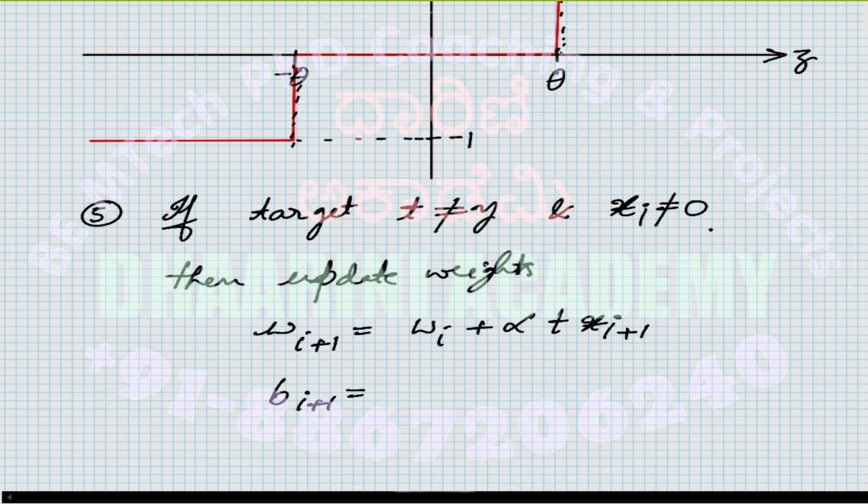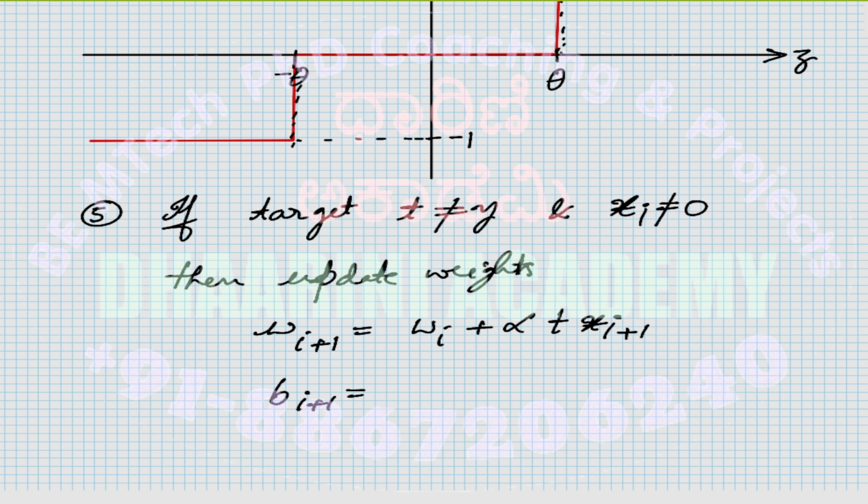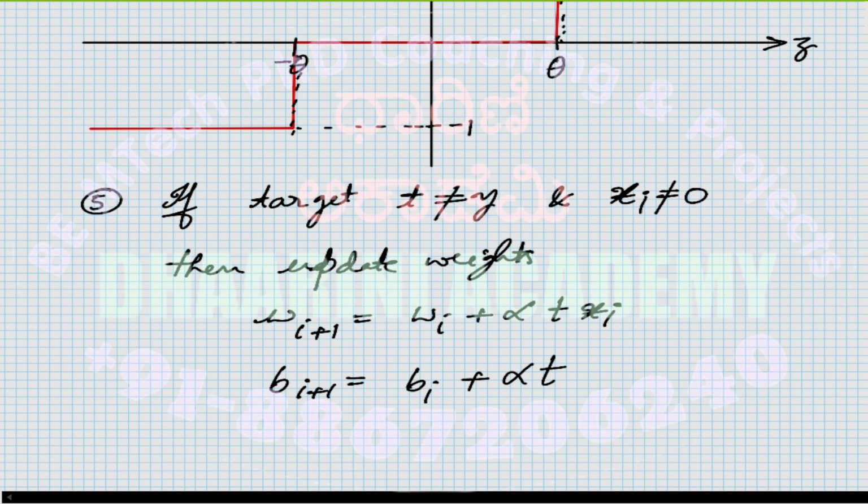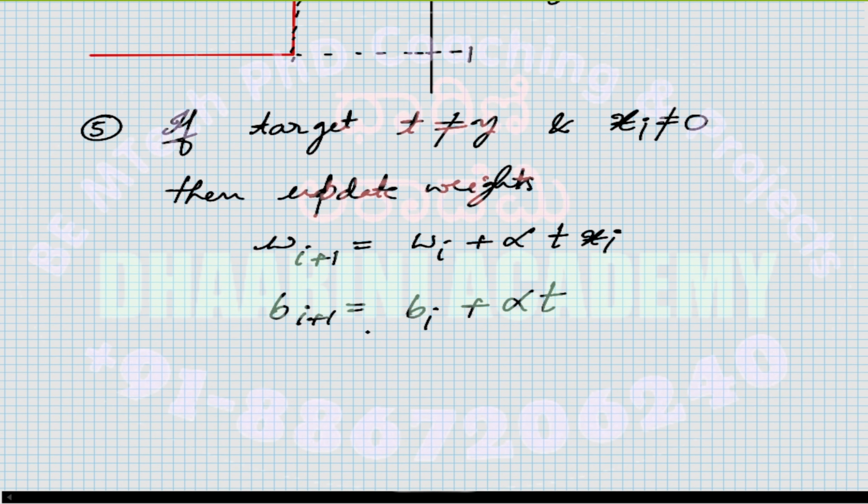So you see, xi is not equal to 0, then only I'm using this, because if xi is 0, this term becomes equal to 0. Even I can simply write xi itself, doesn't matter. Okay, so bi plus 1 is bi plus simply alpha times t. t is the target. So that's the meaning.